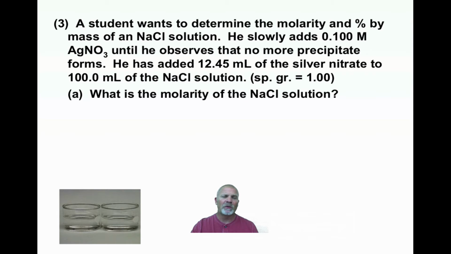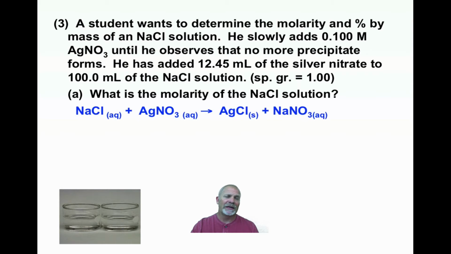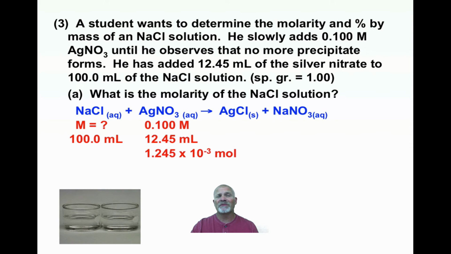But first of all, I want to know the molarity of my sodium chloride solution. So again, first of all, I need my double displacement reaction. It's a 1:1:1 ratio. Now, I don't know the molarity of my sodium chloride. That's what I'm going after. I do know I have 100 milliliters. For my silver nitrate, I do know its molarity, and I do know the volume I used. So if I know its volume and molarity, guess what? I can figure its moles.